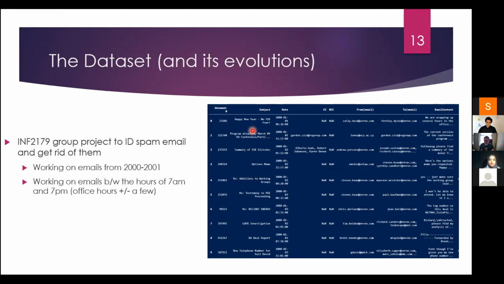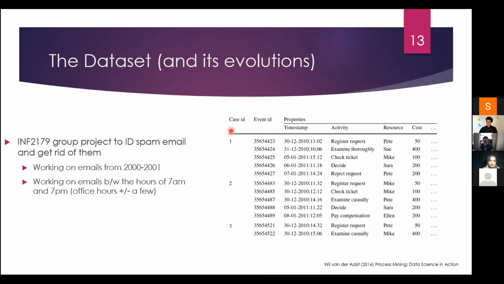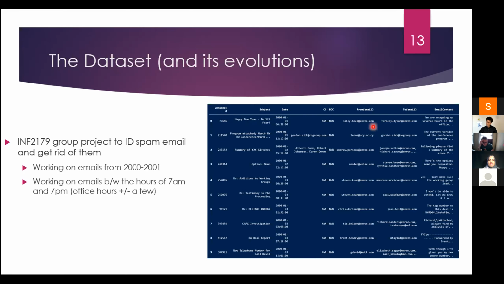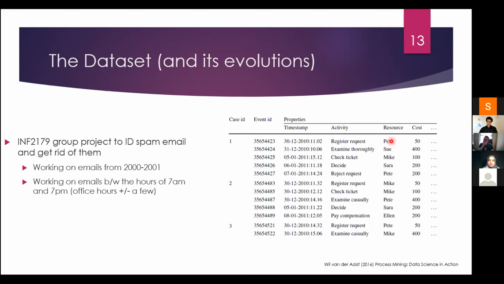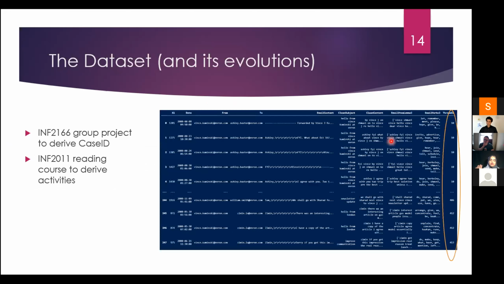But even though the email data set is structured now compared to before, no amount of process mining can be done on this because there really is no way to indicate which emails belong to which business processes or which emails are related to each other. There's no indication of case ID, and no indication of which activities are contained in which email. So this was the project that we tried to undertake in 2166, the Business Process Management and Mining course, as a group project.